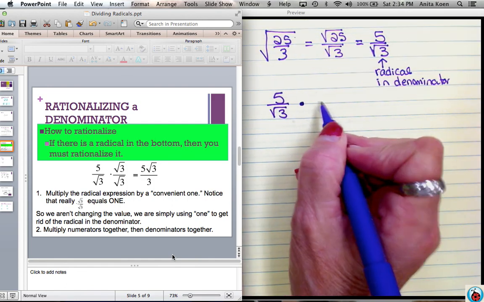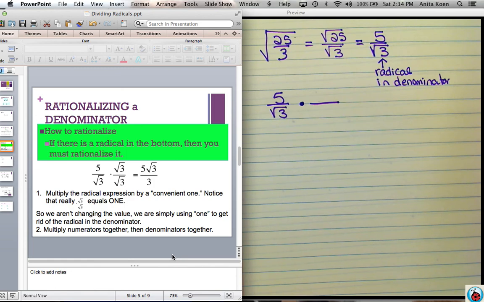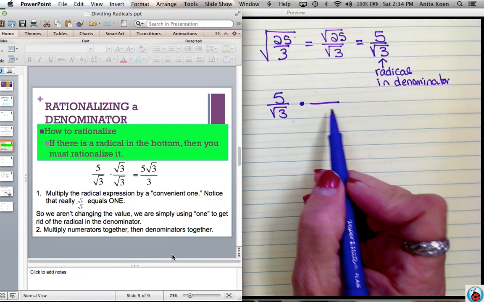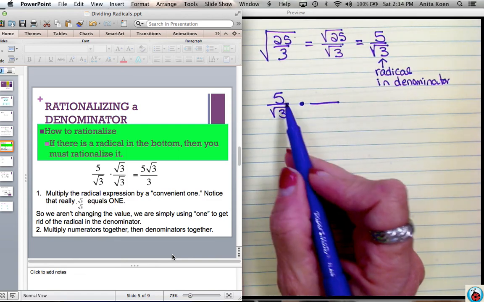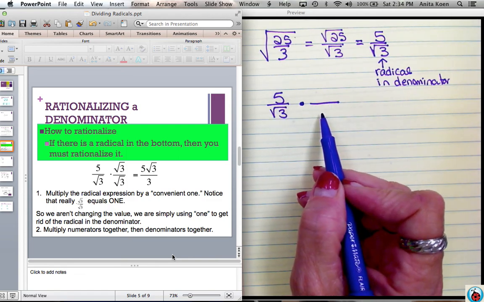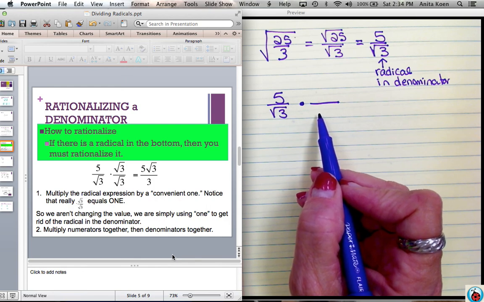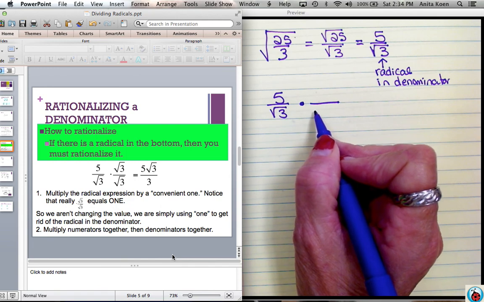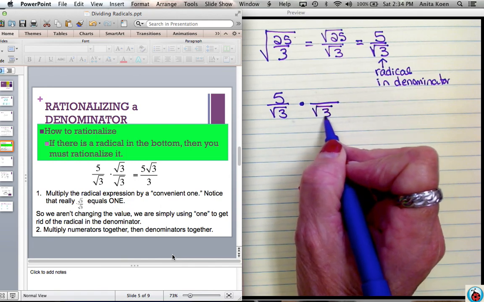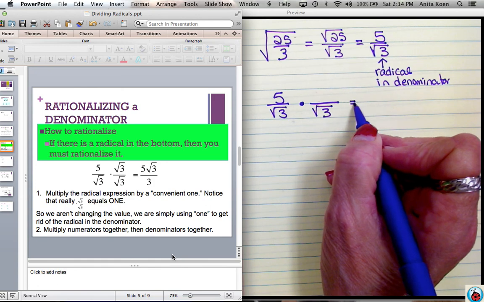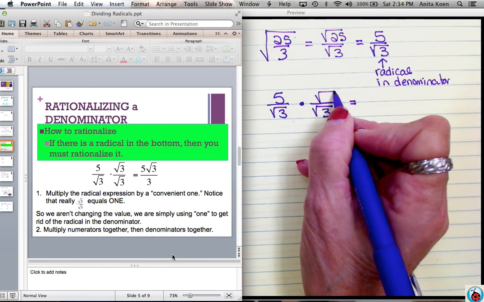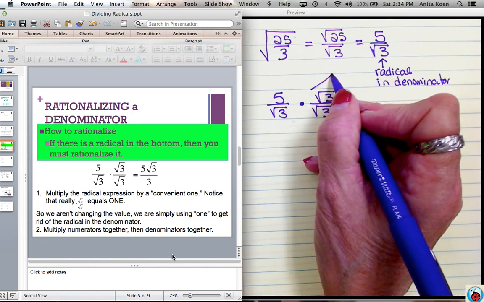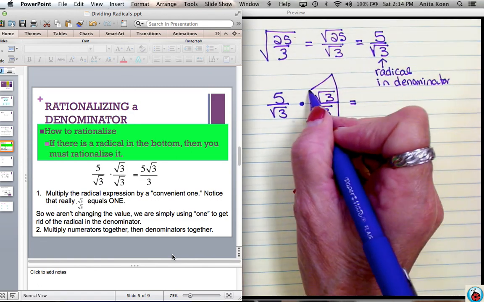And the way that we rationalize it is we have to multiply the radical expression by 1. Because if we multiply it by 1, we haven't changed its value at all. Now what we have to do is find a convenient one, something that will help us. So we're going to write this 1 as the square root of 3 on the bottom, and whatever we do to the bottom we have to do to the top. Do you see that this is just another way to write 1? It's a big ugly number 1.